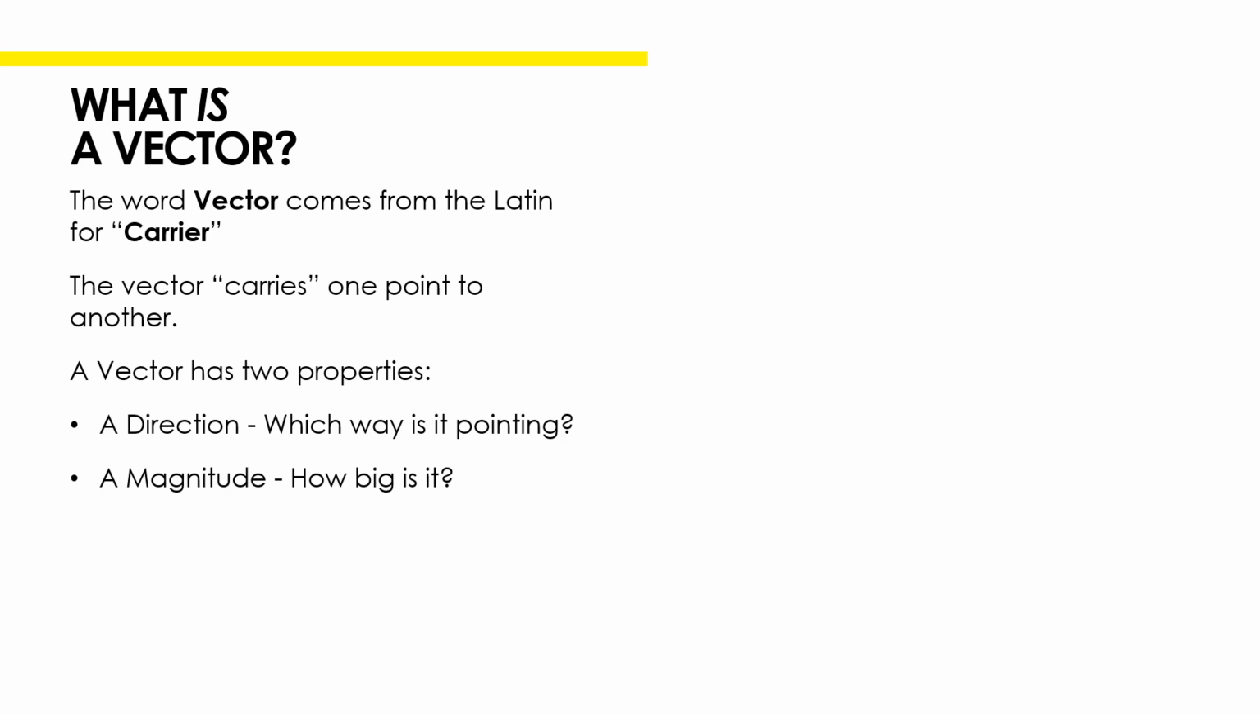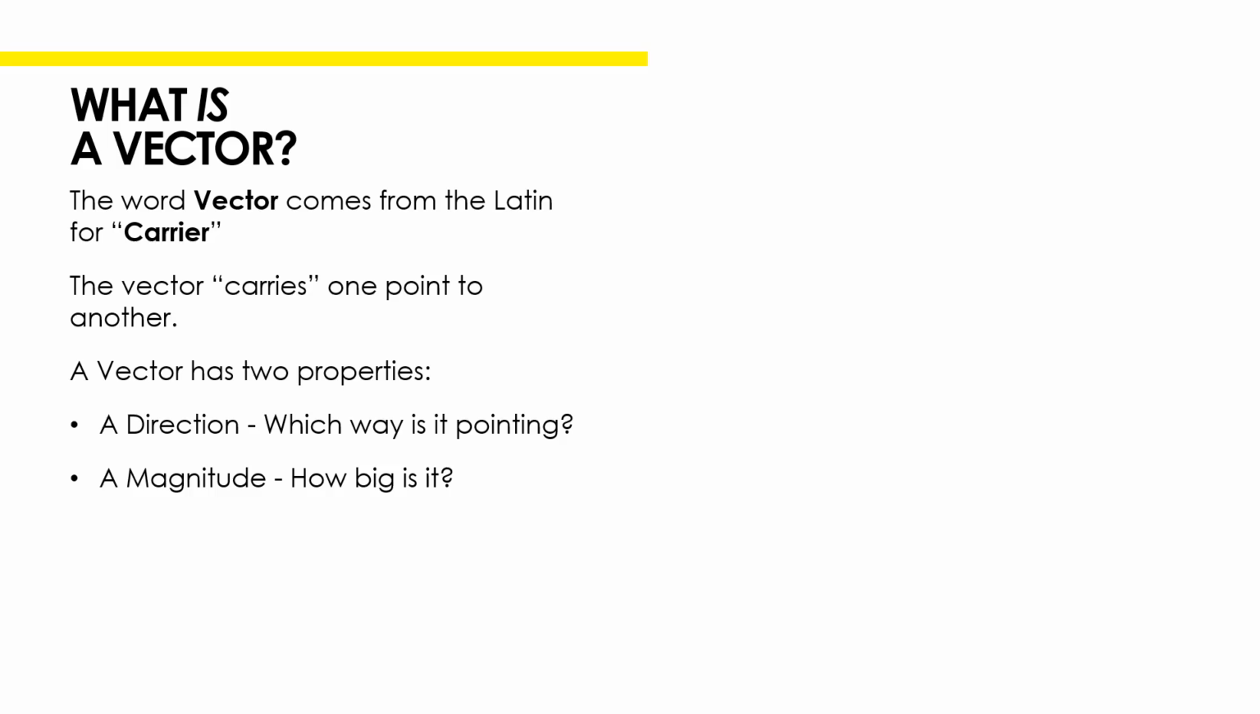The word vector comes from the Latin for carrier, and this is because it actually tells us what a vector does. It carries something from one point to another. Even when we discuss the position of something in space, that's not a point. It's a vector that represents what magnitude of movement and direction would need to happen to move us from the origin of our frame of reference to the current position that we want to have.